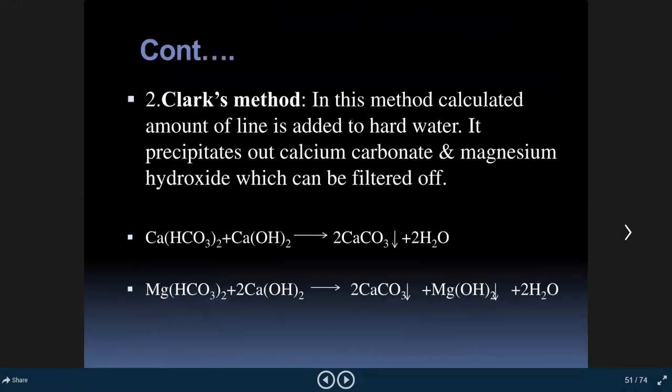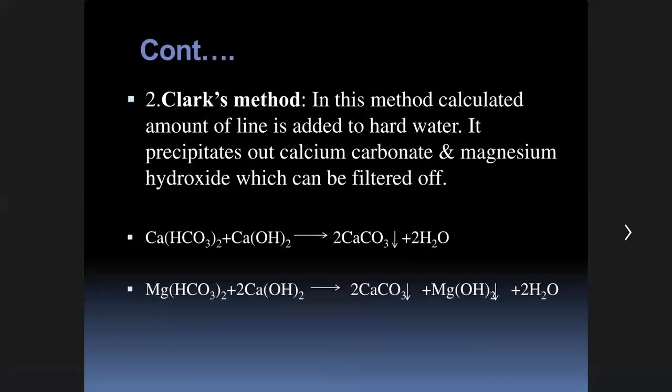Clear? So first method is boiling. Second one is Clark method. In this method, calculated amount of lime is added to hard water. It precipitates the calcium carbonate and magnesium hydrogen carbonate, which can be filtered off.